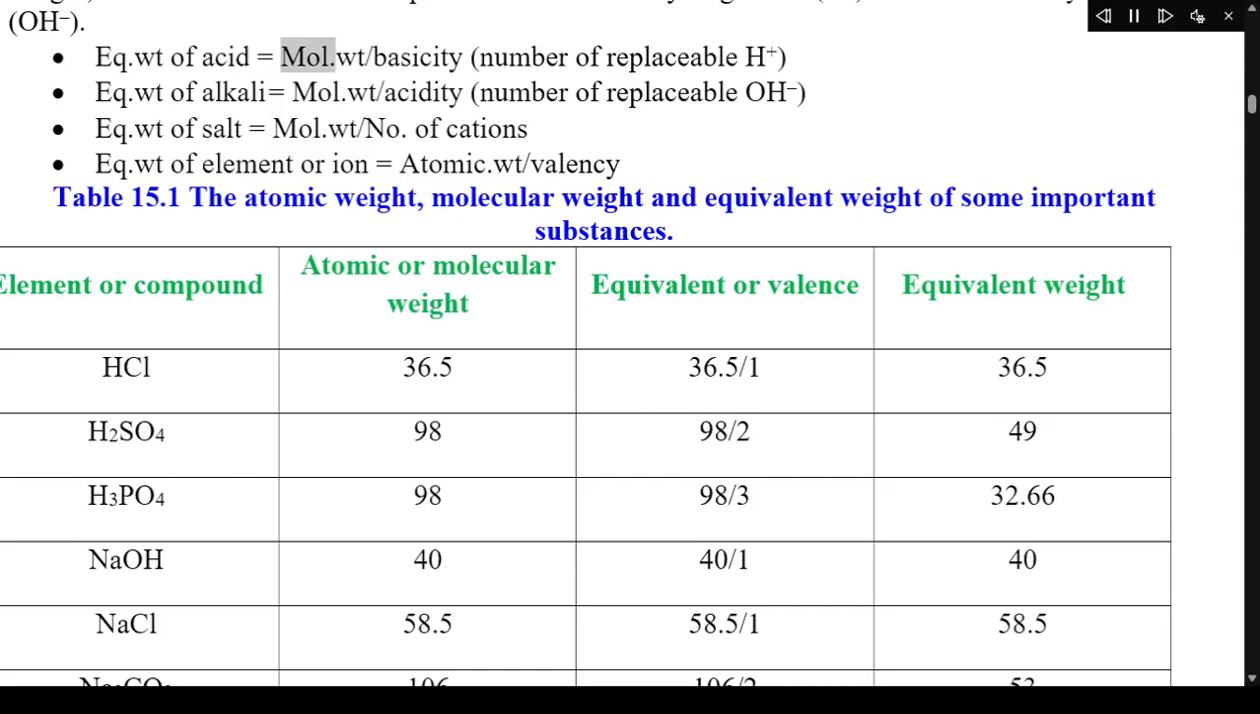Eq.Wt of acid equals Mol.Wt/basicity, number of replaceable H+. Eq.Wt of alkali equals Mol.Wt/acidity, number of replaceable OH-. Eq.Wt of salt equals Mol.Wt/number of cations. Eq.Wt of element or ion equals atomic.Wt/valency. Table 15.1 The atomic weight, molecular weight, and equivalent weight of some important substances.